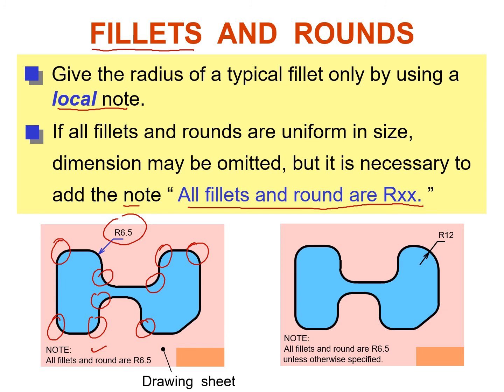And also you can represent the radius by this, and again all fillets and rounds are of radius 6.5 unless otherwise specified. What does that mean? Because this radius right here is 12, but other than that all the radiuses, the remaining, are of radius 6.5.